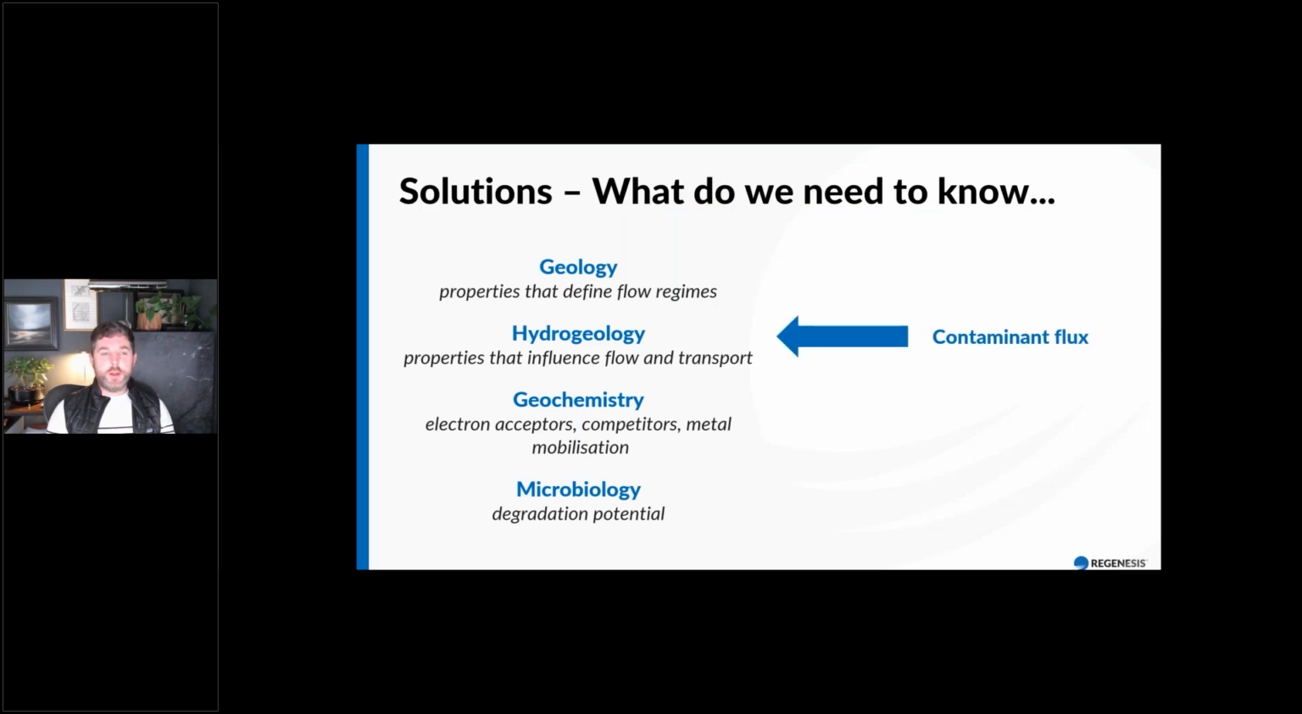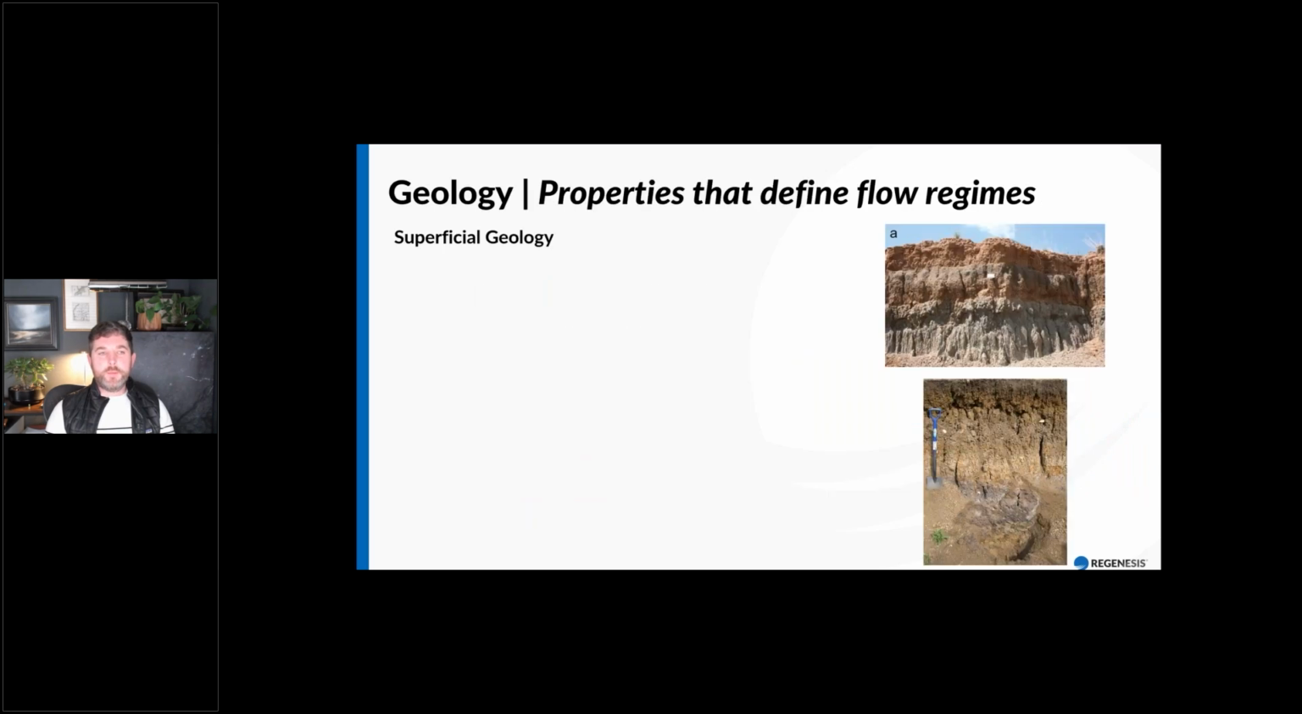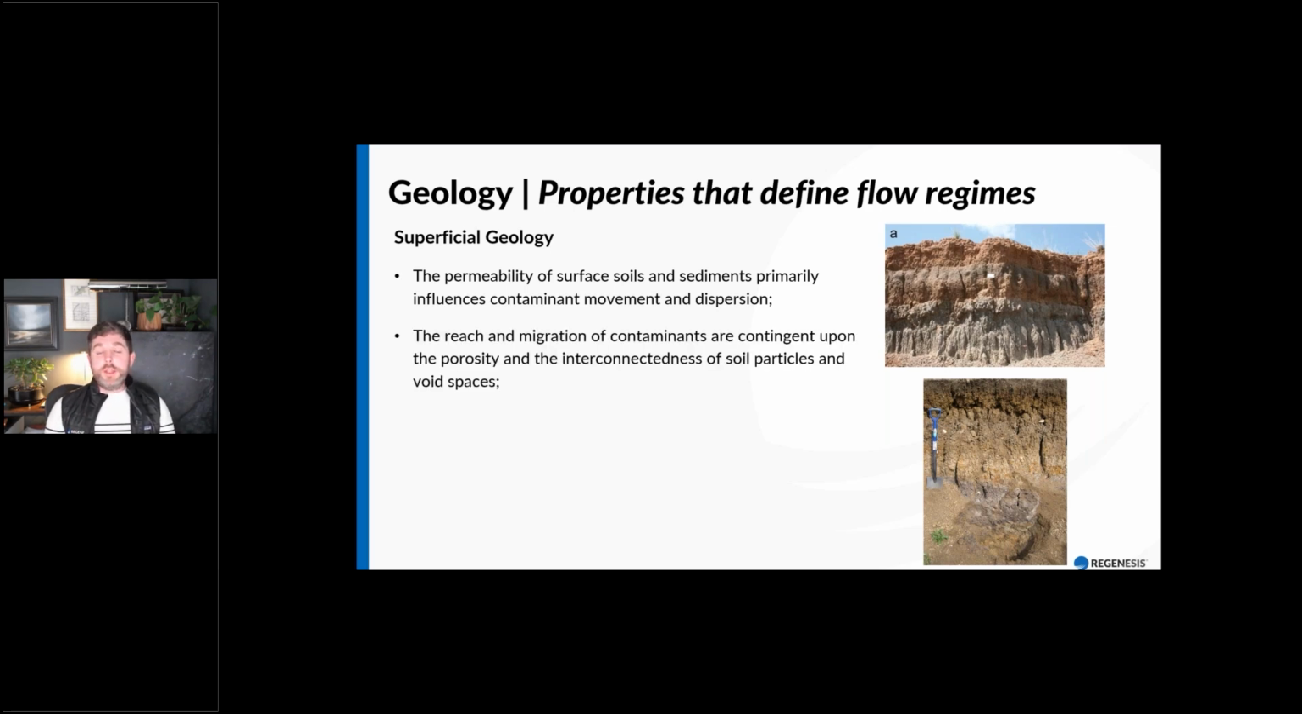Geology and hydrogeology is critical as well. So if we look at the superficial geology as an example, the permeability of subsurface soils and sediments primarily influences the contaminant movement and its dispersion. So its reach and the migration of contaminants are going to absolutely be contingent upon the porosity and the interconnectedness of soil particles and void spaces.